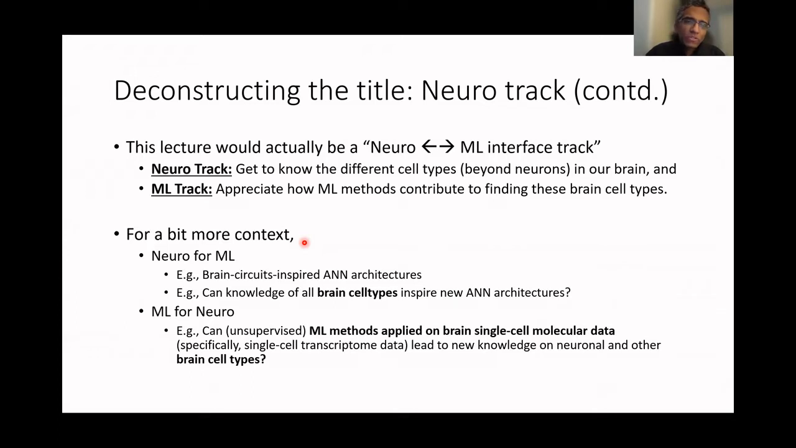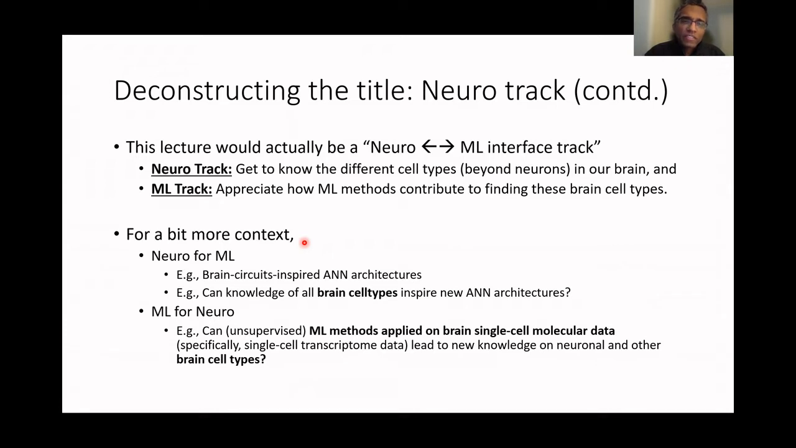But can we also look at other cells that support the neuron in the brain? So understanding what these cells are and what they do, could they inspire new ANN architectures? So that is a moonshot question, if you will, in terms of can we use the knowledge of all the brain cell types that exist to inspire new ANN architectures?